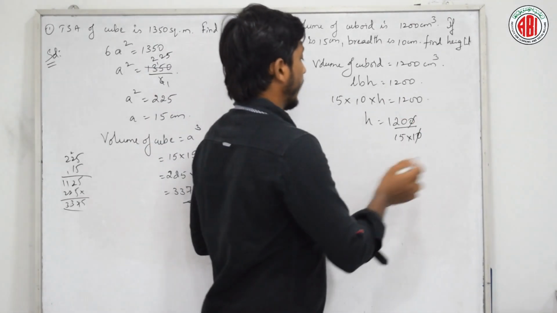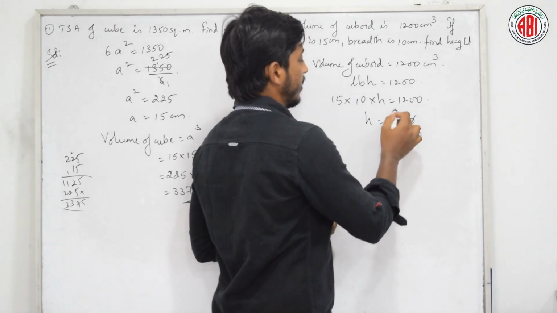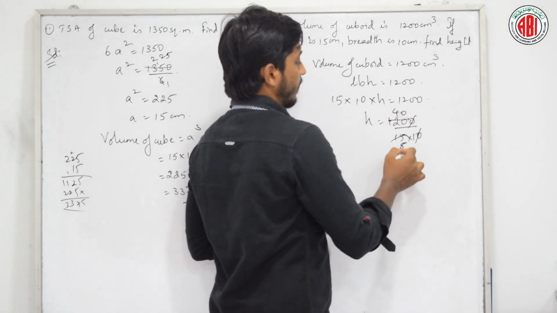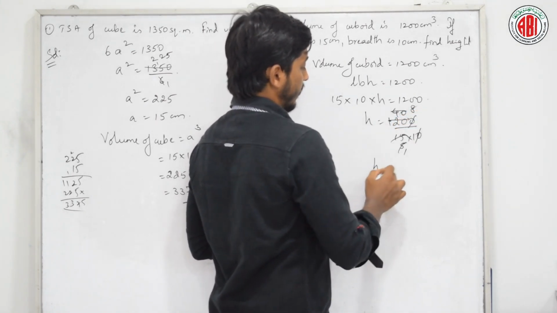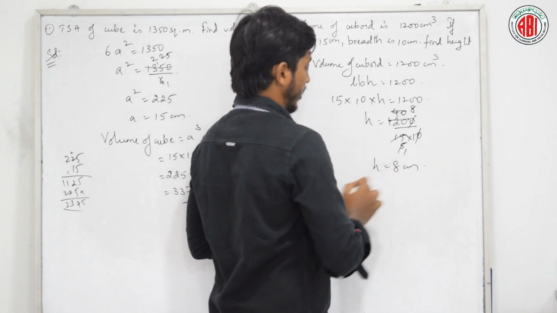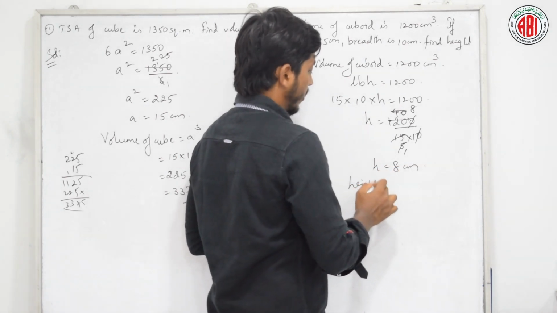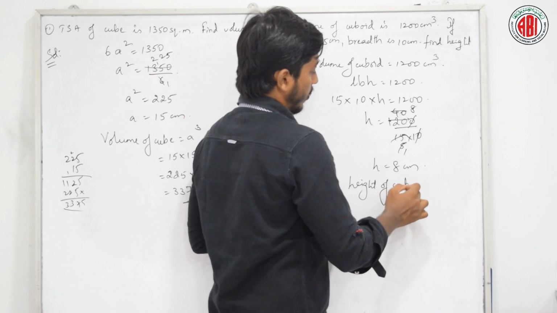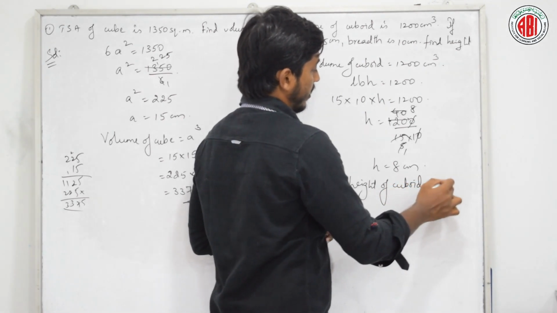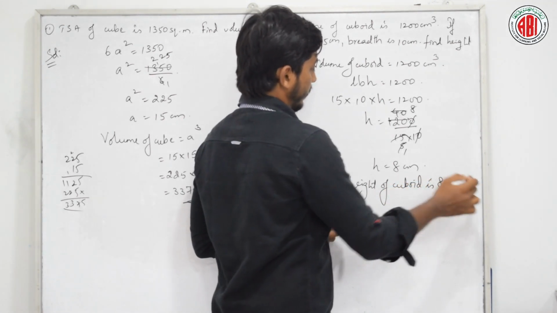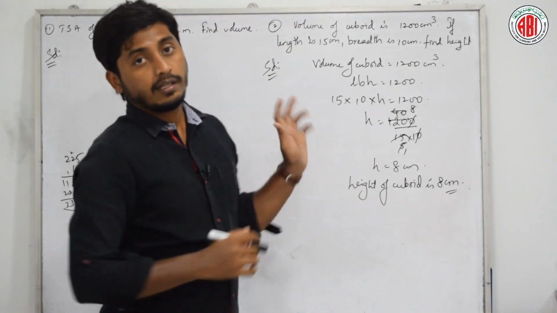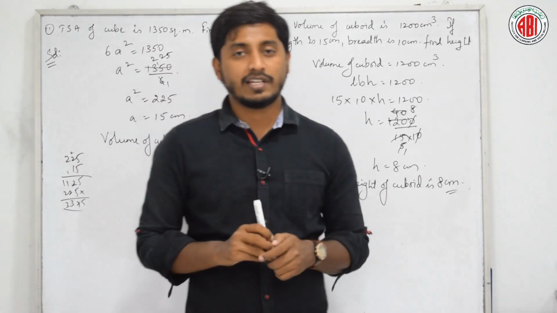Okay. Here, 3 5s are 15, 3 4s are 12, 5 1s are 5, 8 8s... Therefore, height is 8 centimeter. The height of the cuboid is 8 centimeter. Isn't it? Did you understand? Shall we move on to the next problem?